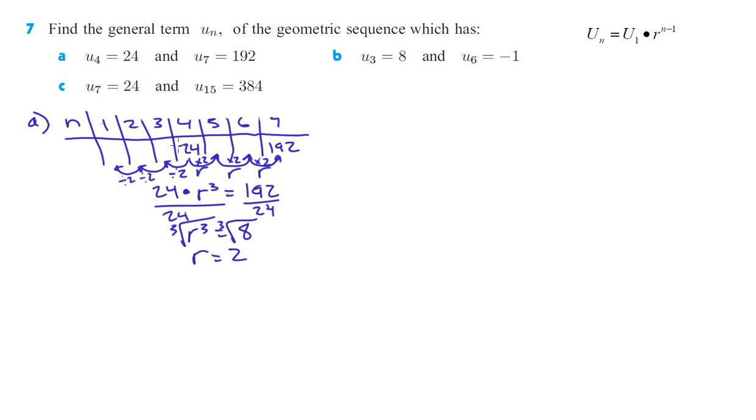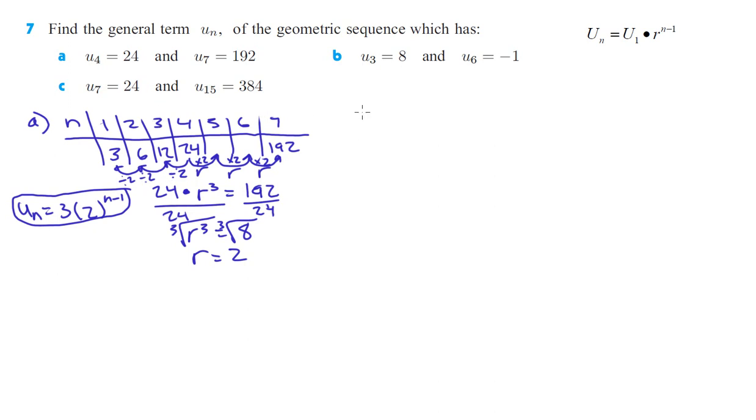If we take 24 and divide it by 2, that gives us 12. 12 divided by 2 is 6. 6 divided by 2 is 3. So our first term, we now know, is 3. So we've got our formula. U sub n equals the first term, 3, times our rate, 2, to the n minus 1. And there's our general term formula for A.